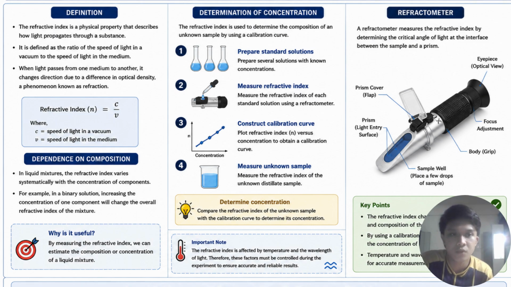First, we prepare standard solutions with known concentration and measure their refractive index to create a calibration curve. Then, the refractive index of the unknown distillate is measured and compared with the calibration curve to determine its concentration. The measurement is carried out using a refractometer, which measures the critical angle of light passing through the sample and prism. Lastly, since the refractive index is affected by temperature and the wavelength of the light, these conditions must be controlled to obtain accurate and reliable results.